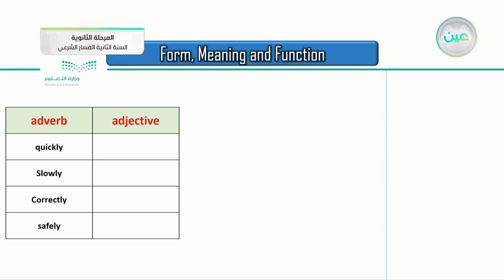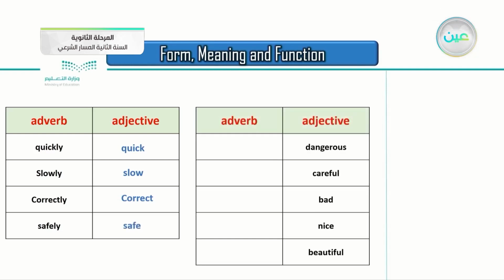So here we have adverbs and adjectives. We have adverbs here: quickly, slowly, correctly, and safely. Do you know what's the adjective from the adverb quickly? So if the adverb is quickly, what's the adjective here? So the adjective is quick. Very good. What about slowly here? Slowly? Yes, it's slow. And correctly is? Very good. Correct. What about safely? It's safe. Excellent.